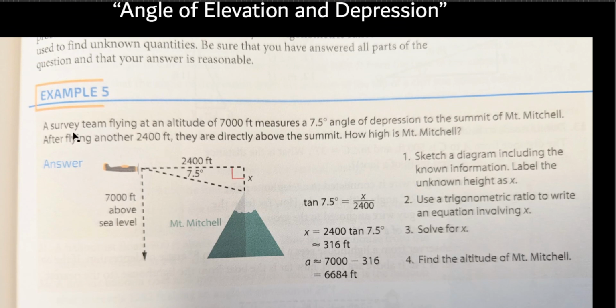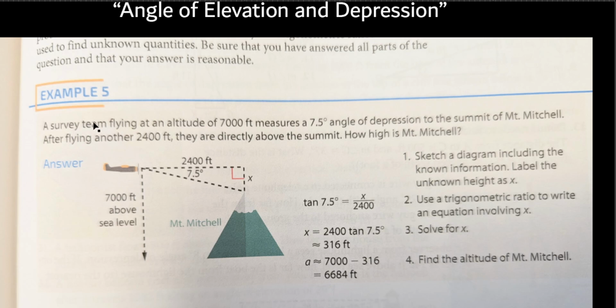It says a survey team flying at an altitude of 7,000 feet. So they drew a picture right here. They're not always going to have a picture. On the test, I might have a couple of problems like this. We can call them word problems or story problems or whatever you used to call them when you were a kid. But this is practical application for what we are learning with this trig stuff.